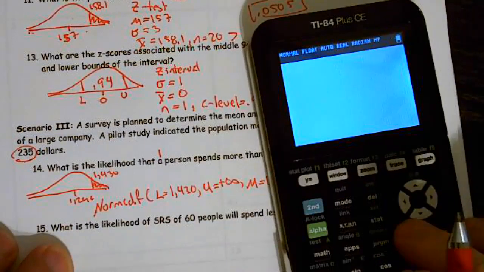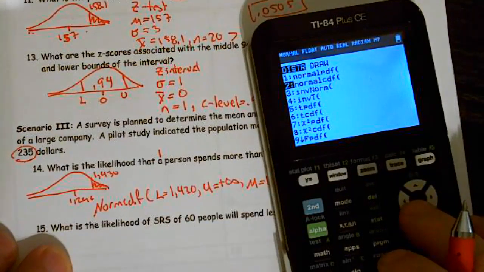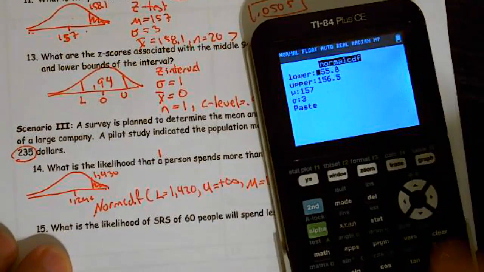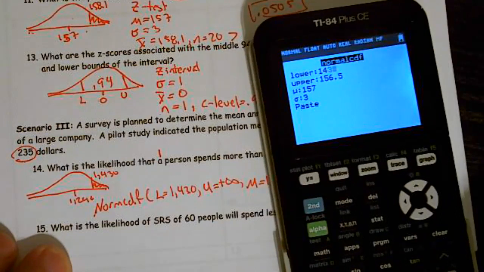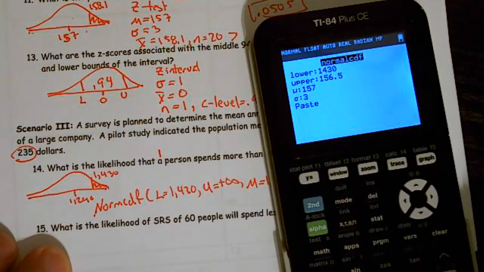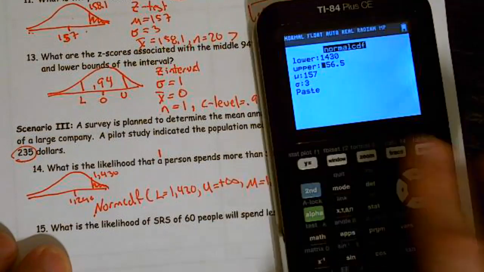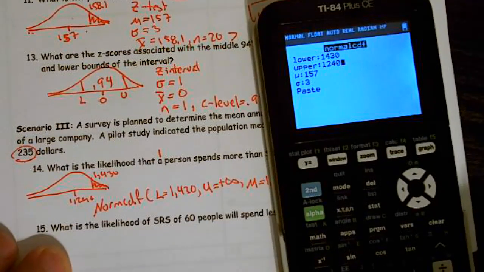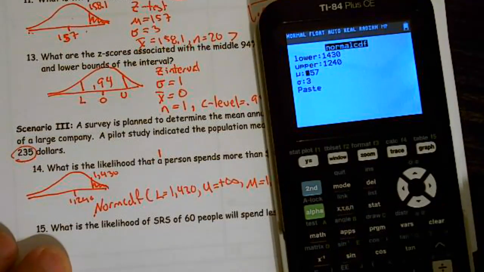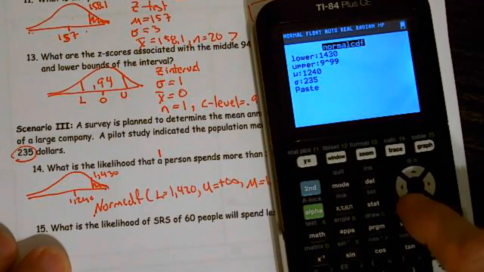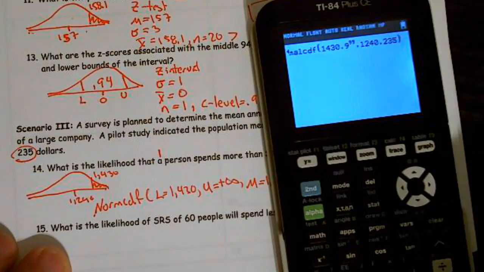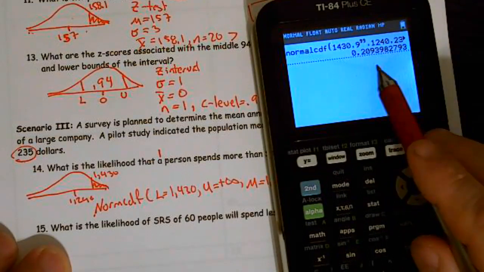So second vars, norm CDF, lower 1430, upper 9.99 (infinity), mean 1240, standard deviation 235, and we end up getting 0.2093.